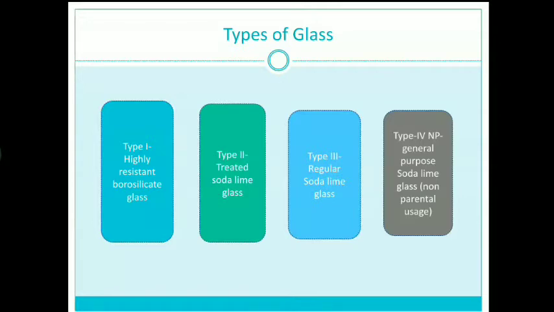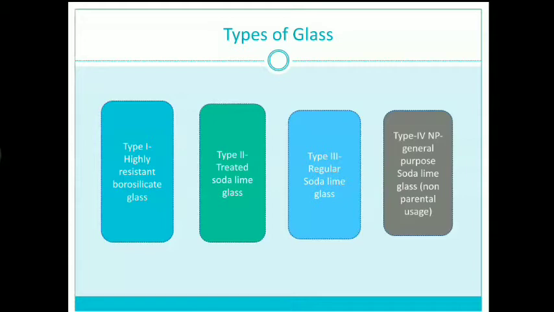Then the third type, that is type 3. It is also called regular soda lime glass or untreated soda lime glass, with average chemical resistance, and it is composed of 75% silica, 15% sodium oxide, 10% calcium oxide, and small amounts of aluminum oxide, magnesium oxide, and potassium oxide. And this type 3 glass is particularly useful for packaging material of parenteral products or powders which are used for parenteral use only.